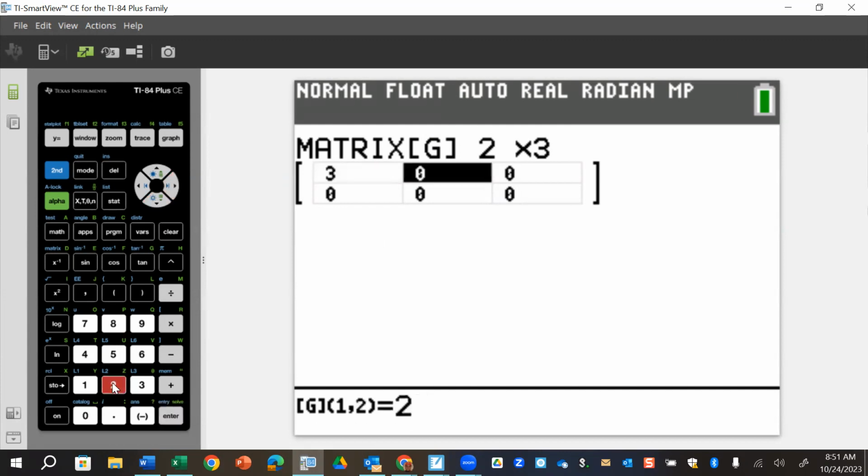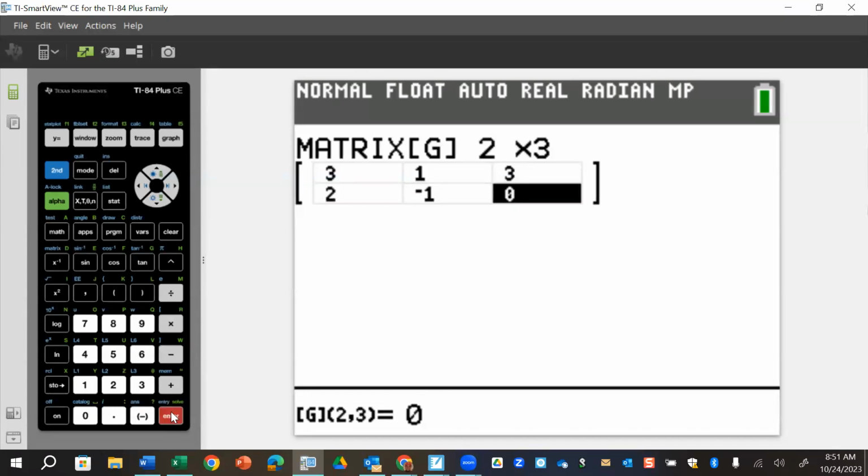3, 2. Nope. Oops. I was going down. Oh, sorry. 3. Go across. 3. Okay. 1. 3, and then the next one was 2, and what, -1? Some of you discovered the hard way that you got to use this little negative sign down here instead of the minus. What a world we live in. All right, and 7. Okay, so now I have the matrix entered.